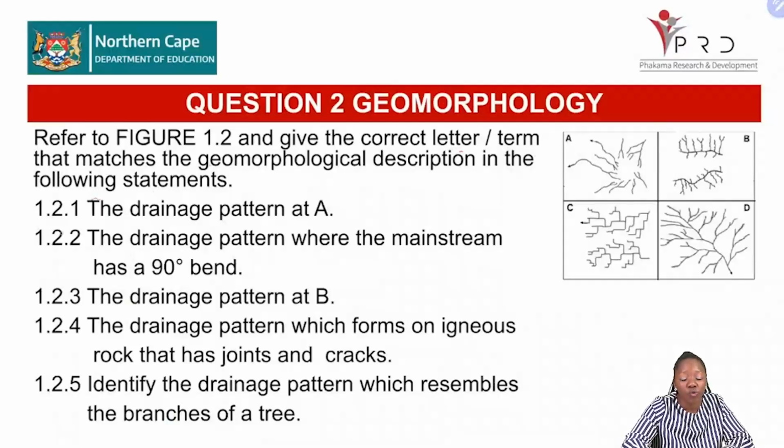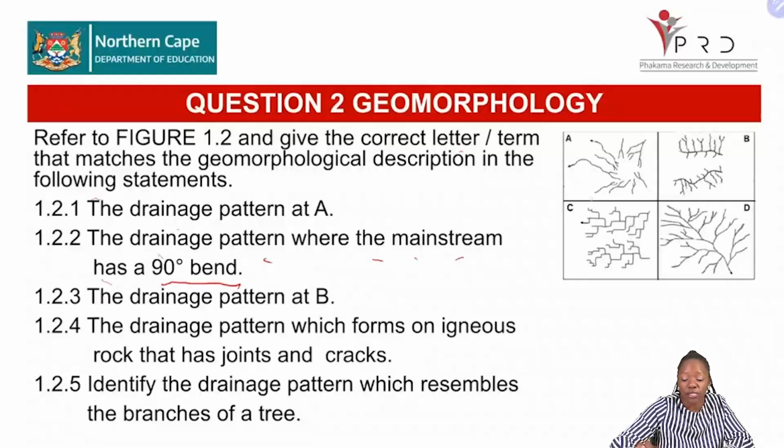So your 1.2.1, the drainage pattern at A. So the drainage pattern at A, you need to know the name. Then B, the drainage pattern where the mainstream has a 90-degree bend. So is it A, B, C, or D? You can also give the names of these patterns. Then number 3, the drainage pattern at B. What do we call this drainage pattern at B?